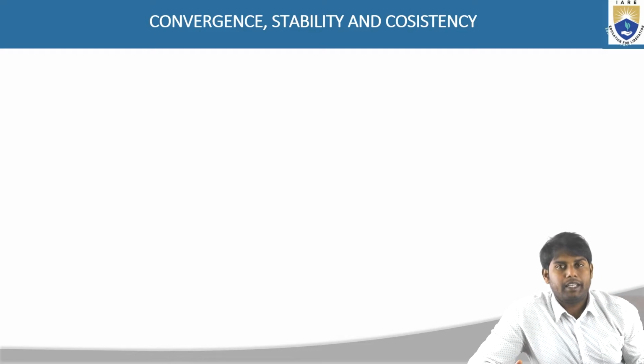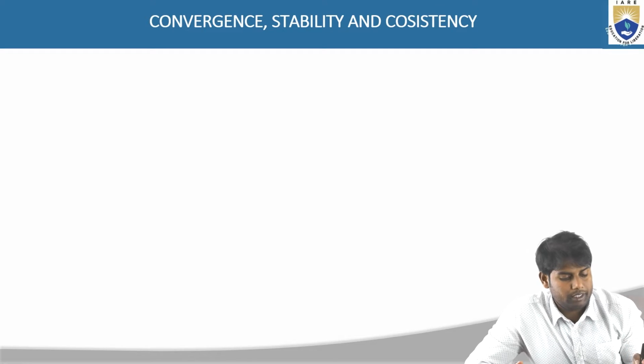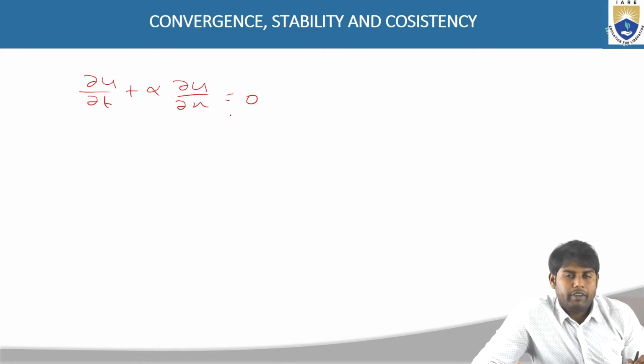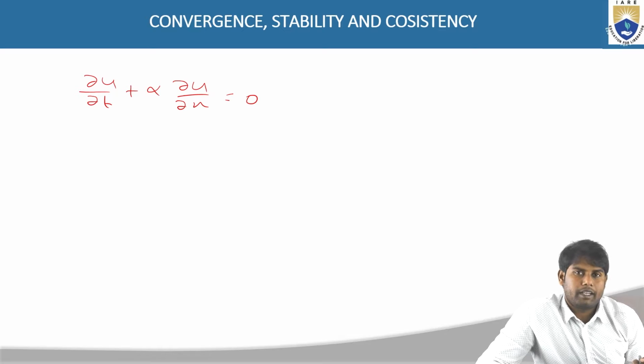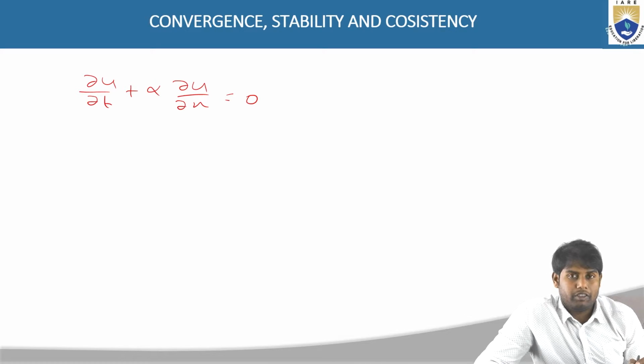Okay, so basically the convergence of a numerical scheme. So let us take an equation. Let's say dou u by dou t plus alpha into dou u by dou x is equal to 0, which is the wave equation. So here this equation has to be solved using appropriate numerical techniques. So the numerical technique whatever we are using, whether it is stable, consistent, or whether it is converging or not, we need to see.